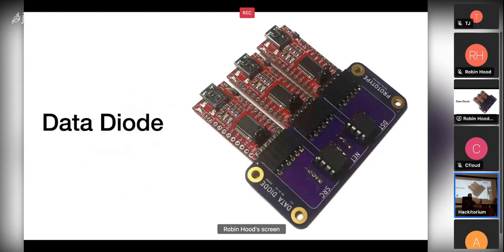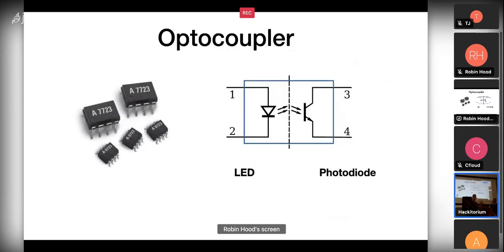So this is the data diode, one of the ones that we have, that actually ensures this one-way flow of information. And at the heart of it is this IC, an optocoupler, that contains just an LED and a photoreceptor with a physical gap in between. So these are physically separated computing devices.